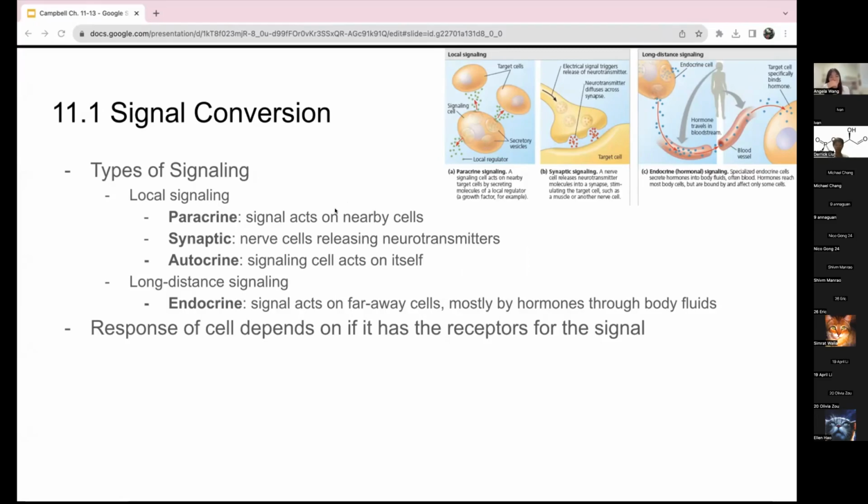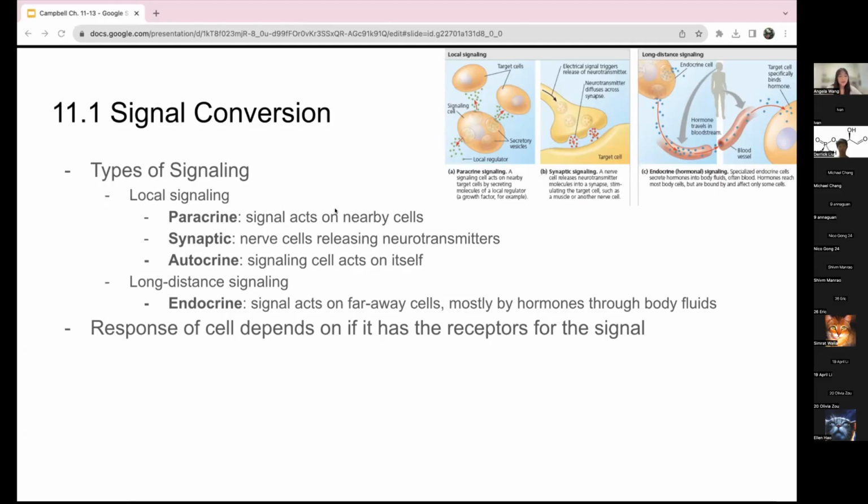Okay. Anyways, long distance signaling is basically endocrine signaling. These signals travel through the body to act on faraway cells. This is mostly done by hormones that flow through bodily fluids such as blood through the circulatory system. Plant cells can also do long distance signaling, where the signals travel through plant vessels or diffuse through the air as a gas, for example, ethylene.